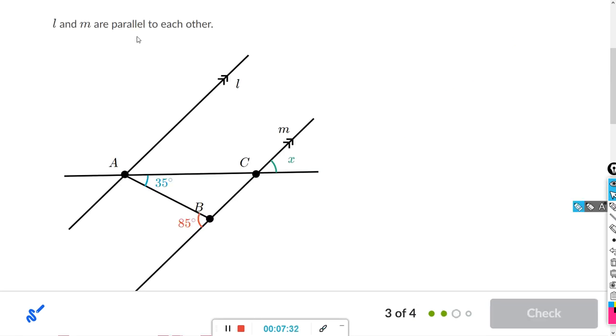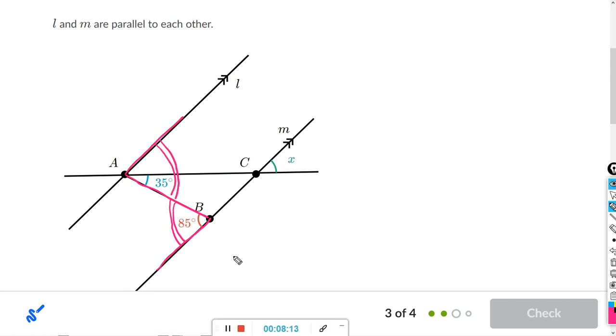Okay, here it says L and M are parallel to each other, and they want us to solve for X. All right, the best strategy is to look for the Z shape. So let's see. Use one of the angles that's given, okay, and make the Z shape with the parallel lines. So we have this, and this, and this. All right, so inside the Z, we have this one here, and we have this one here.